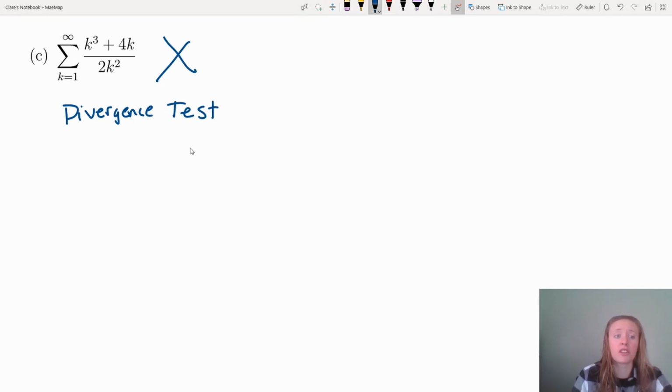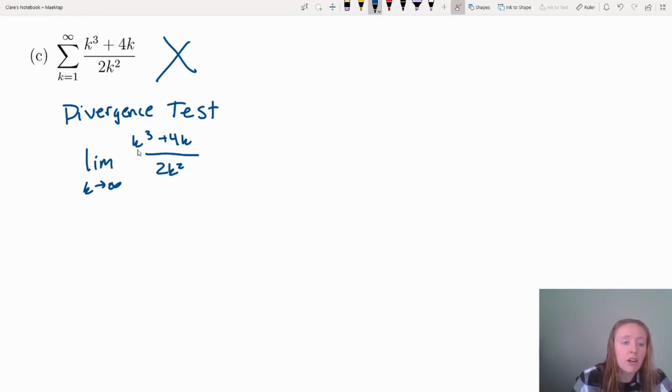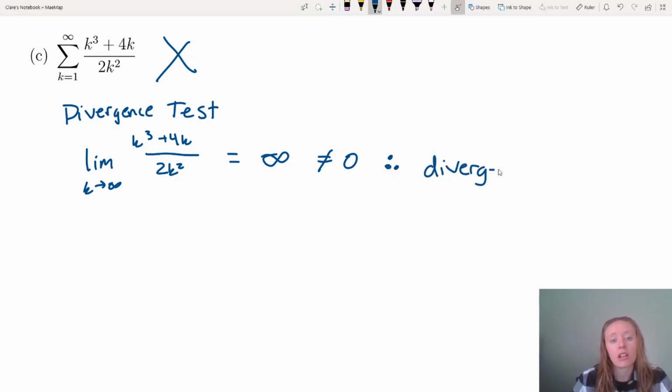Lots of times I'll just do the divergence test in my head before I jump into any other test because the divergence test should be something that's easy just to think about without writing it out. But writing it out so that you can see, the limit as k approaches infinity of k cubed plus 4k all over 2k squared. Looking at our highest power rule, we have k cubed over a k squared. That's going to go towards infinity, which doesn't equal 0. Therefore, by the divergence test, this series diverges.